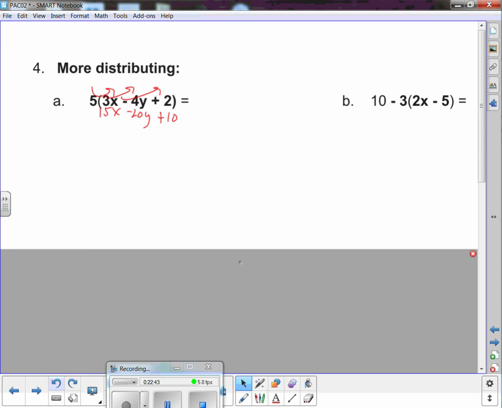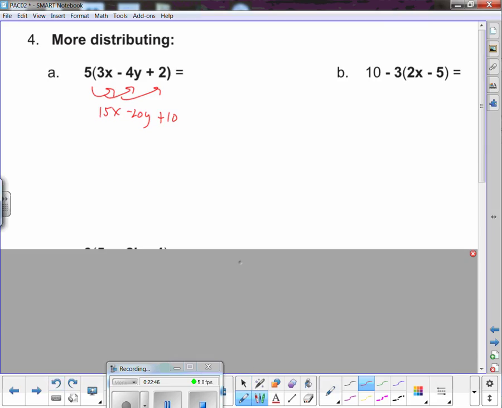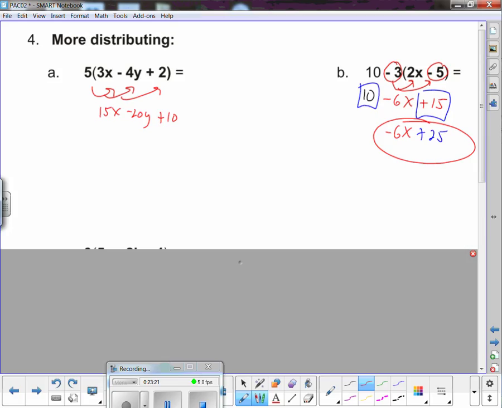So on this one, whoa, you have to leave that 10. It's just sitting there. And you got to distribute your negative 3. Negative 3 times 2x, negative 6x. Negative 3 times a negative 5, positive 15. Now, the last thing we can do is we can add the numbers up. A 10 and a 15 is a 25. We still have the negative 6x. That one ends up negative 6x plus 25.